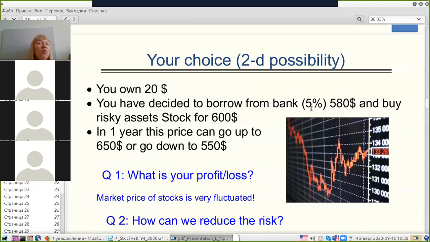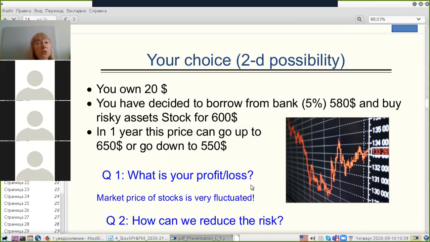Yes, it's very good. It's more than 100% relative to our principal, which is $20. But if we have the down scenario, we should subtract 609 from 550, and it will be a negative result, minus $59. And it's trouble. If you decided to buy not one Google stock but 2, 3, or 10, it will be a very big loss. You understand? So what we can say in summary is that this possibility is very risky.